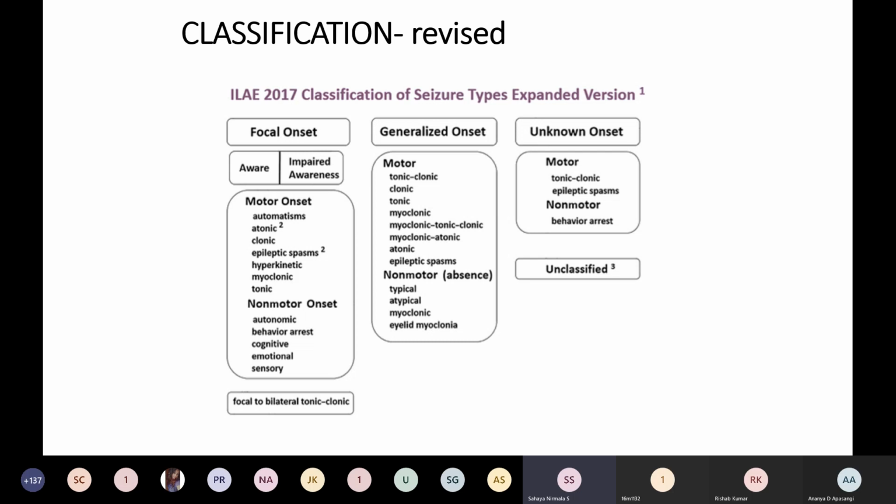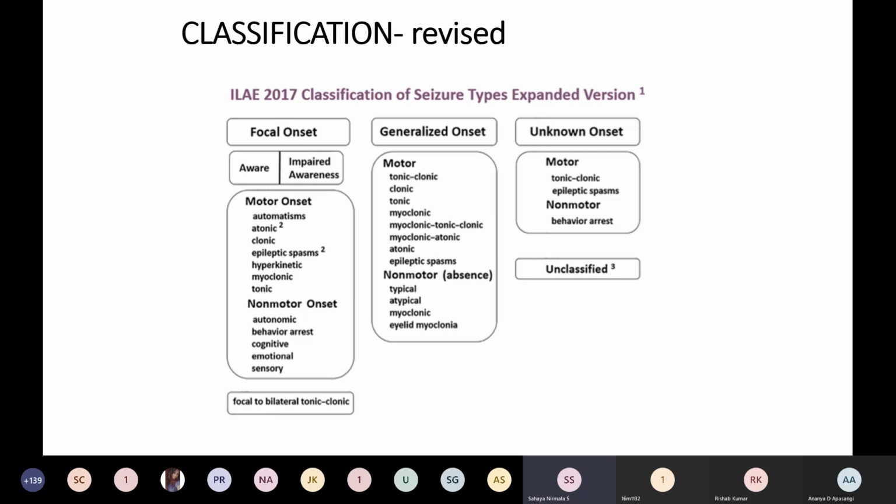So irrespective of the type of onset, a child can have a motor component or a non-motor component. You can see that even in generalized there is a motor and non-motor, and even in unknown onset there is a motor and non-motor component. Coming to focal onset, again there is a subcategory, whether aware or impaired awareness. Earlier, when we used to say generalized seizure and partial seizure, we concentrated on whether the child was conscious or not conscious during the event. The term that has changed now is awareness. Instead of consciousness, it is whether the child was aware or had impaired awareness.